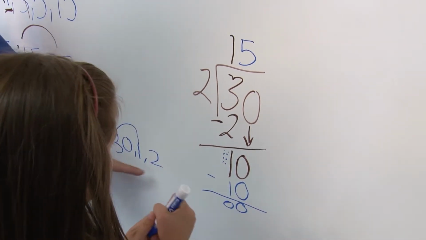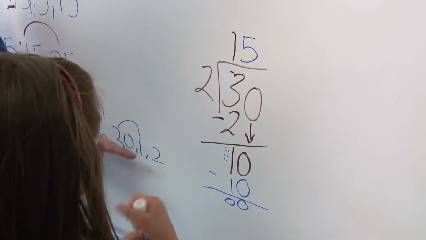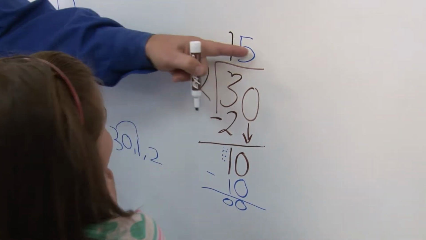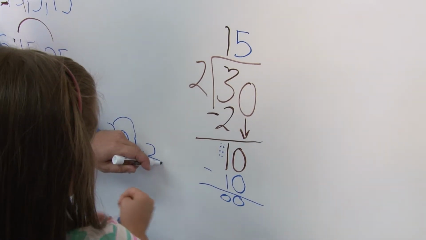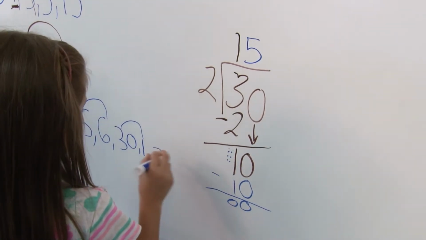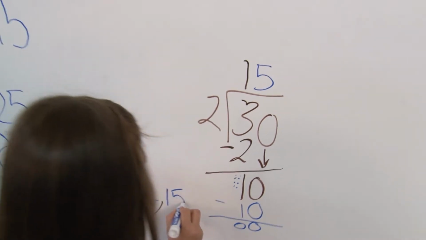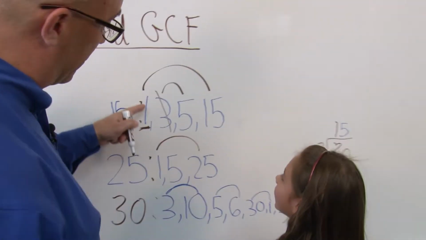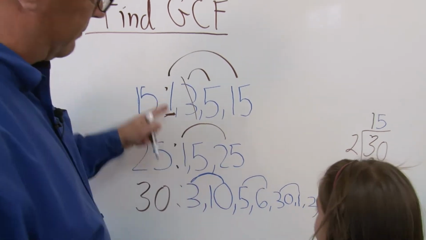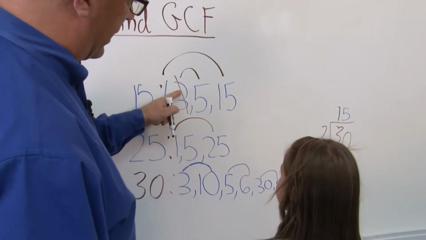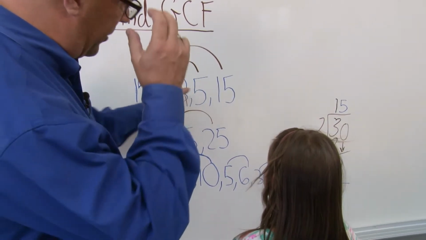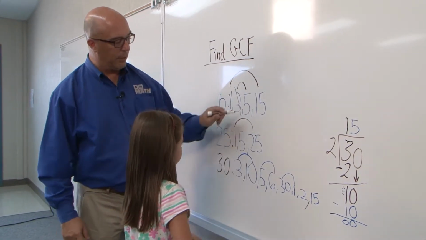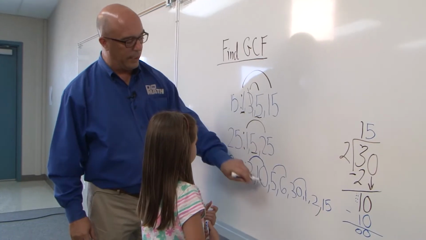So 2, and what's going to be the partner with it? 15, right? So put a comma, put 15 there. So now we've got all of them down there. So we know there's a 1 in everything. We know there's no 3 here, so that's out. What about a 5? Is there a 5 in all of these lists? Yes. Okay, we have a 5, 5, and a 5.